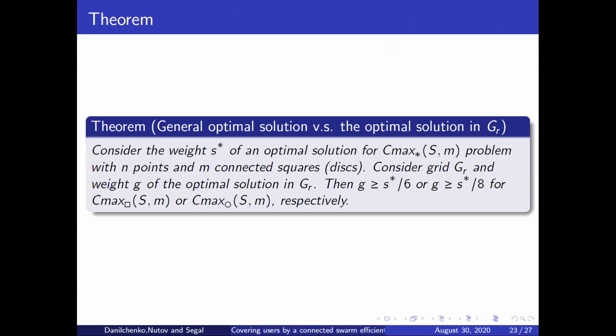In the following theorem, I present the relationship between the general optimal solution and the optimal solution that we are looking for while the drones are constrained to cover the exact cells of grid G. This theorem says that the optimal solution in the grid is at least a sixth of the general optimal solution.